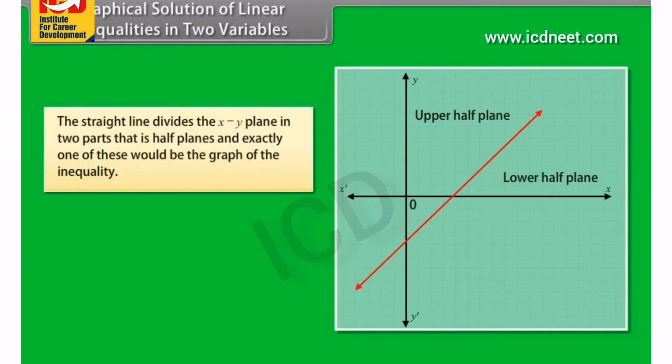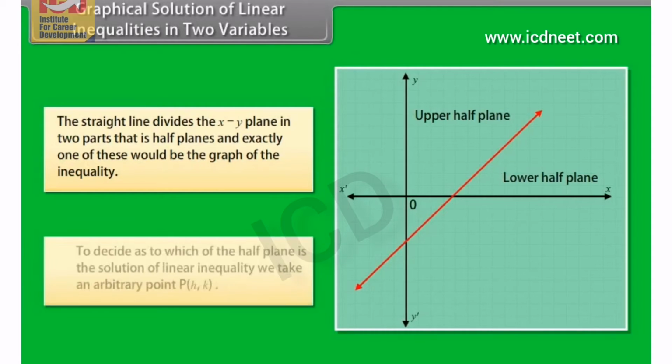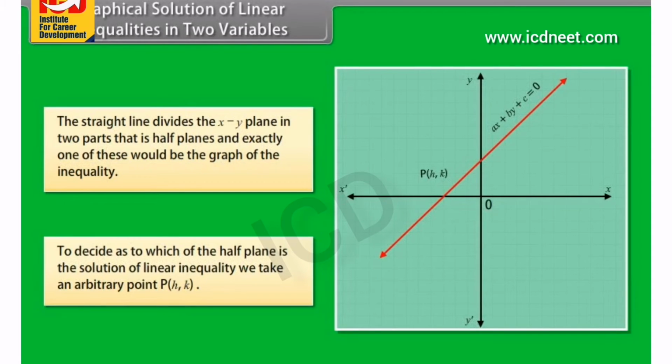The straight line divides the xy plane in 2 parts, that is, half planes, and exactly one of these would be the graph of the inequality. To decide which of the half planes is the solution of the linear inequality, we take an arbitrary point P(h, k). There are 2 cases.